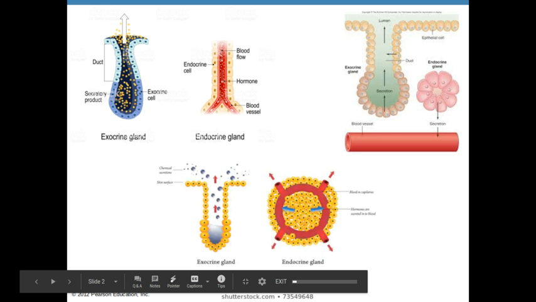We're going to start with question number 1. How are endocrine glands different than exocrine glands like sweat or oil glands? We can see clearly here just this exocrine gland here, this one here, and this one over here.